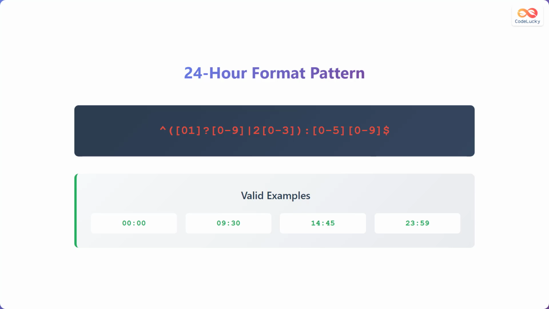This format represents time from 00:00 to 23:59. Here is the regular expression pattern for validating a 24-hour time format. The pattern is ^([01][0-9]|2[0-3]):[0-5][0-9]$. Now let's look at some valid examples for this pattern.